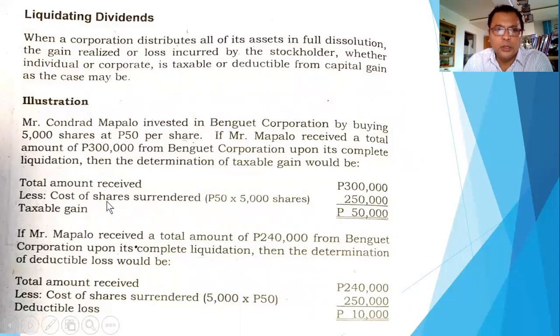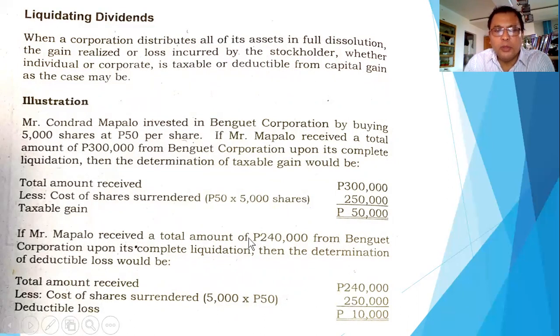So example, Mr. Conrad Mapalo invested in Benguet Corporation by buying 5,000 shares at 50 pesos per share. If Mr. Mapalo received a total amount of 300,000 from Benguet Corporation upon its complete liquidation, then the determination of taxable gain would be the amount received of 300,000 less the cost of shares surrendered, and there's taxable gain of 50,000 pesos.